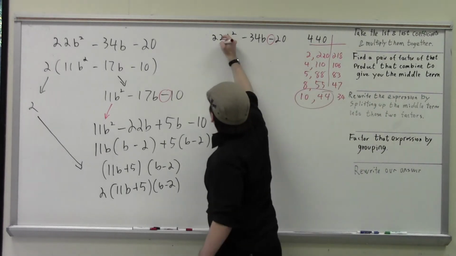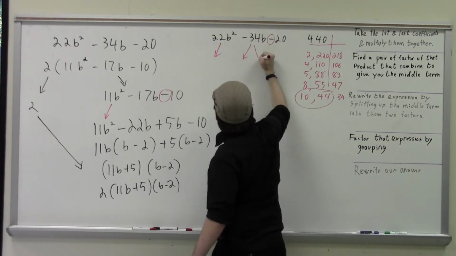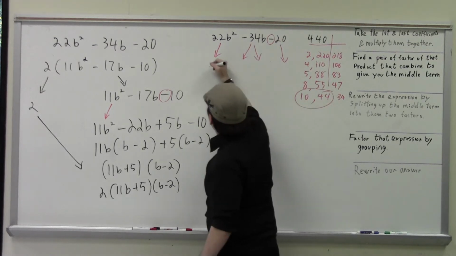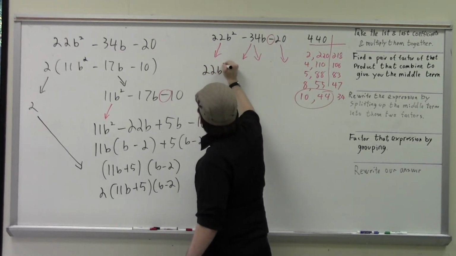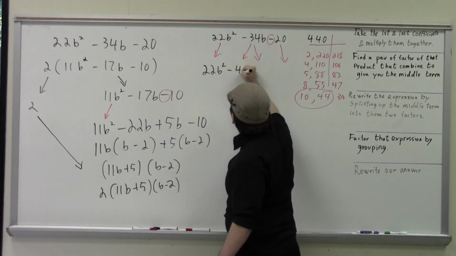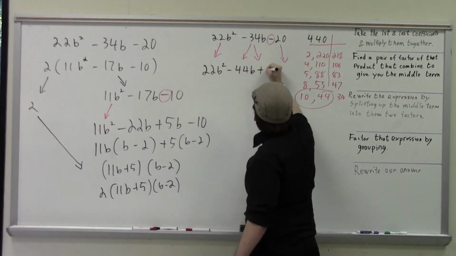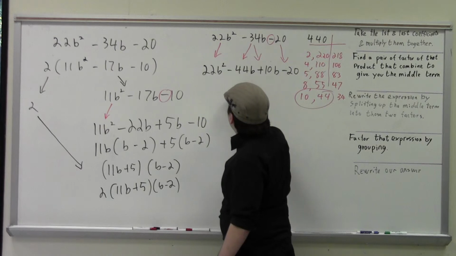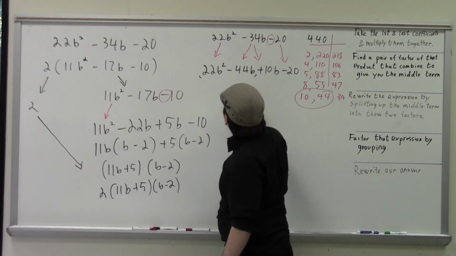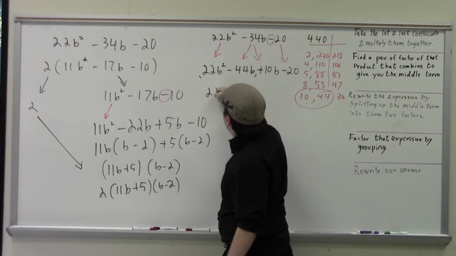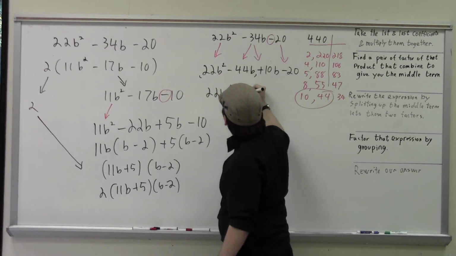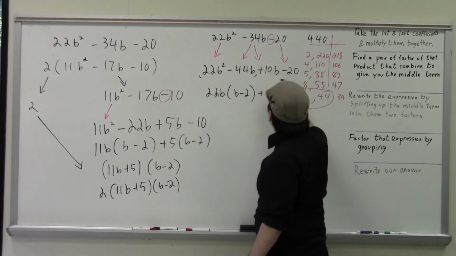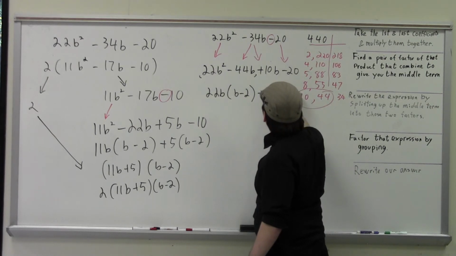So this comes down, this splits up, and this comes down. So we'll have 22b squared minus 44b plus 10b minus 20. Now, on our first two terms, we can factor out 22b, and that will leave behind a b minus 2. On my second two terms, we can factor out a 10, and that'll leave behind a b minus 2.